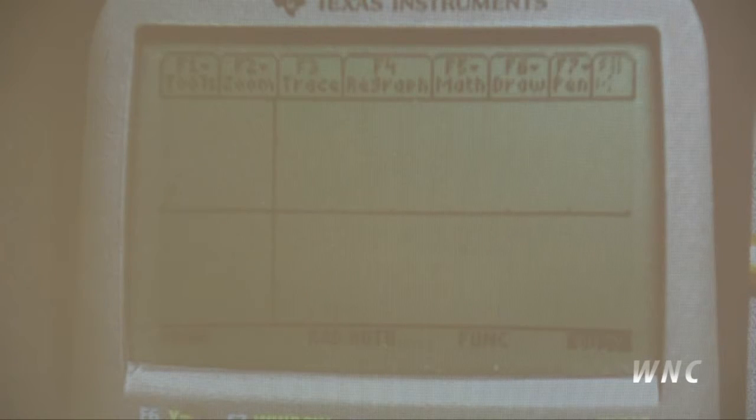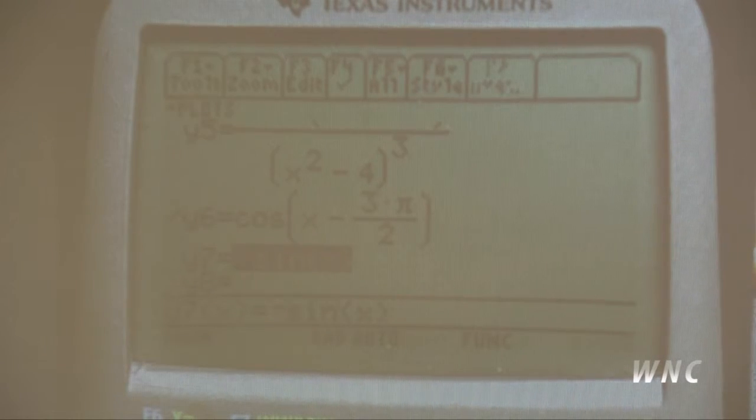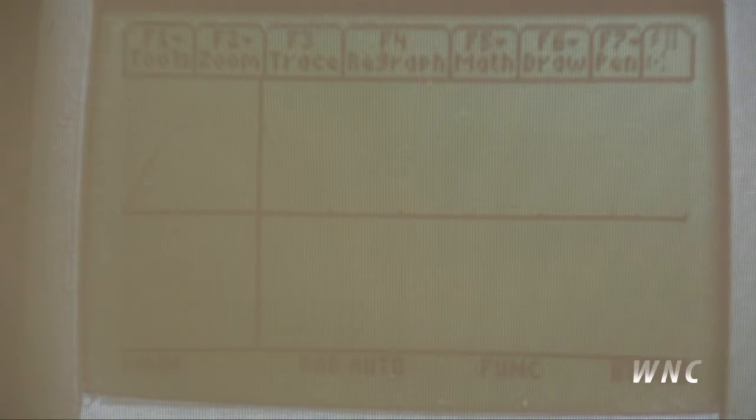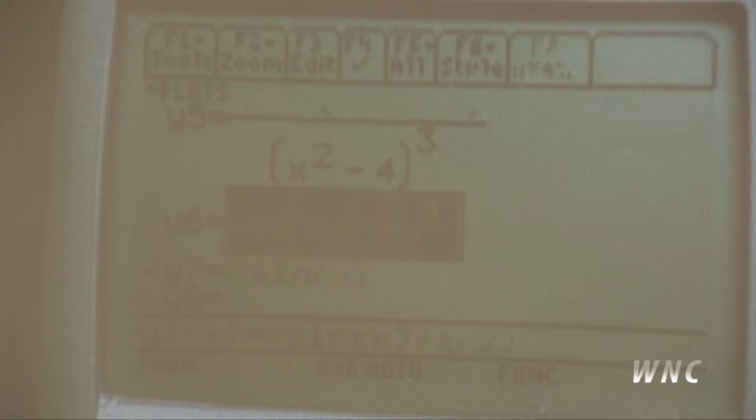On the graph, here's our first function. This is cosine of theta minus 3 pi over 2. Now, I'm going to go back to my y equals. I'm going to turn off y6, and hit F4, unchecks it. I'm going to turn on y7 and graph that. Does it look like it lines up there? Okay, so it looks like it's doing the same thing, but just to be sure, I'm going to graph them now both on at the same time.